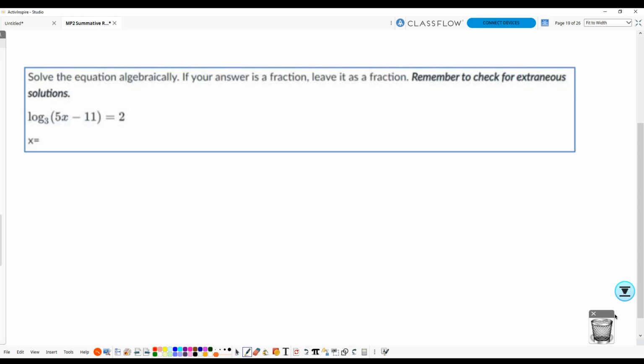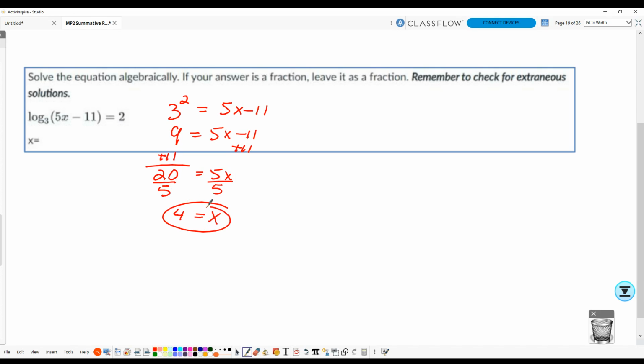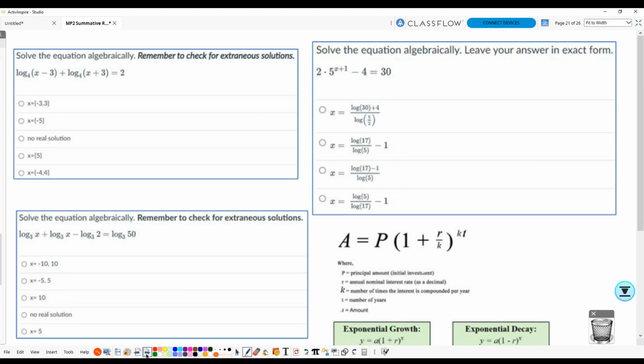Solving this equation algebraically, we need to go from log form to exponential. Base to the exponent equals the argument. 3 squared is 9. Add 11 to both sides. 20 equals 5x. Get rid of the 5. Undo multiply by dividing. X equals 4. And this is the work that's posted here.